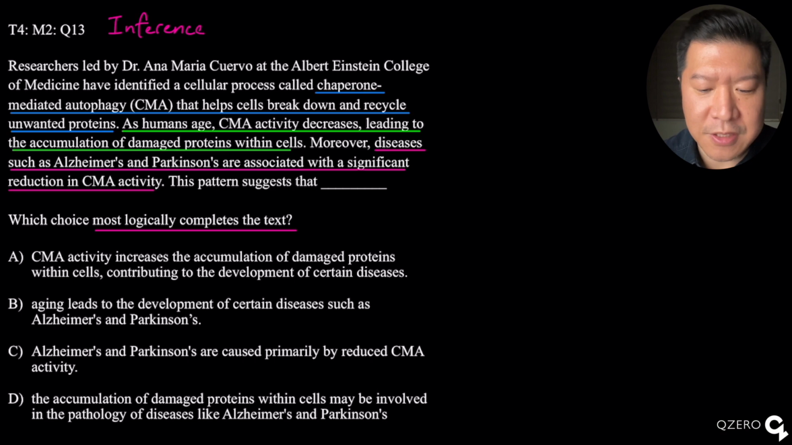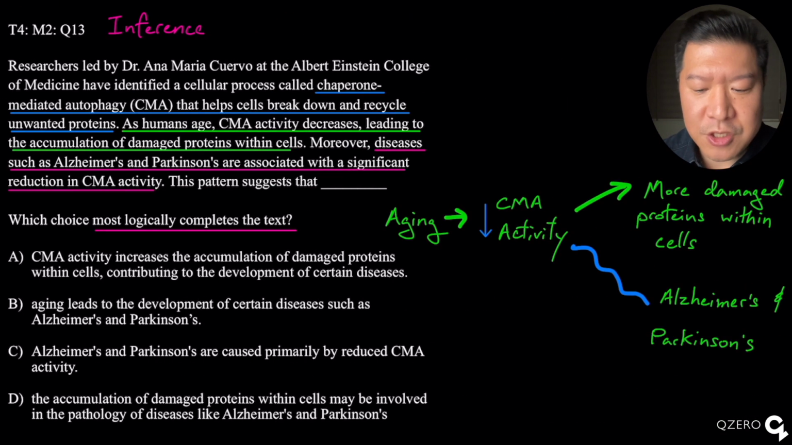This pattern suggests. Now, the relationships that we see here: aging leads to a decrease in CMA activity, and a decrease in CMA activity leads to more damaged proteins within cells. Now, we also see, I put a squiggly line here just because it's not a direct cause and effect, that there's a high association between Alzheimer's and Parkinson's and a decrease in CMA activity.